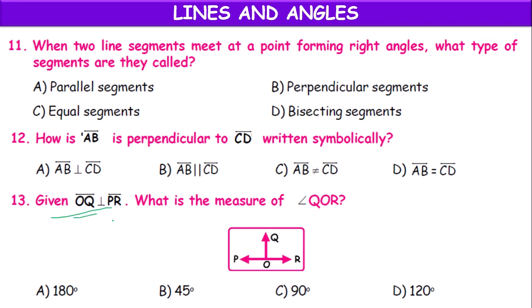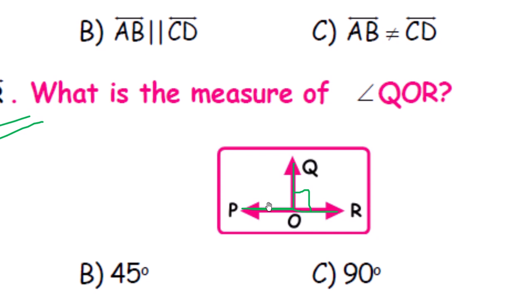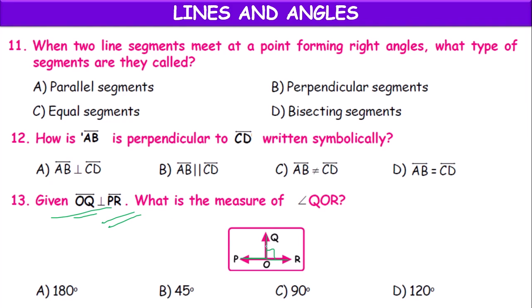Given OQ is perpendicular to PR. This side it will make an angle of 90 degrees, this side also it will make an angle of 90 degrees. So QOR equals 90 degrees. If they ask POR, it will be a straight line, a straight angle, 180 degrees. Only QOR is 90 degrees. Only QOP is 90 degrees. So option C is correct.